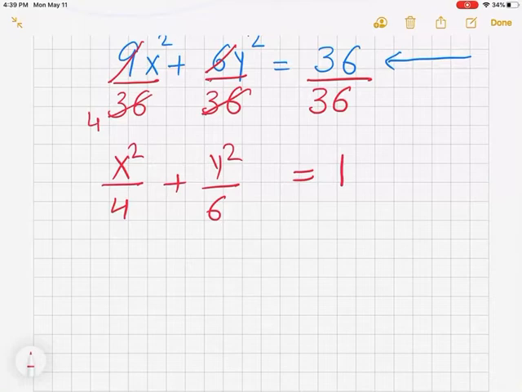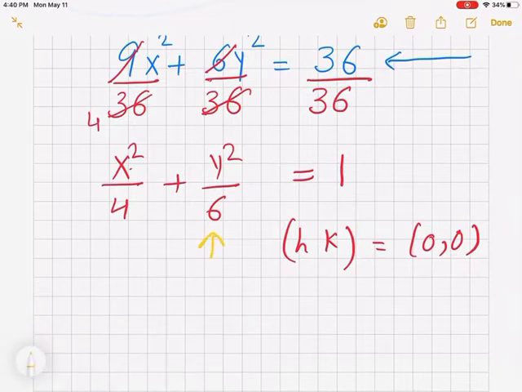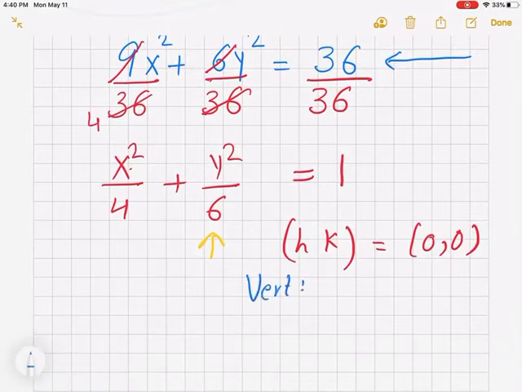Now, if I ask you for all of those details like vertices, co-vertices, foci, and h and k, can we do that? For sure. All right, so what's h and k? What's the center point? Since there's nothing attached to x and y, it would be 0, 0. Okay, which one is my major axis? Major axis is y because the bigger number is under y. So it means your vertices would be on the y-axis. So we have 6, which is a square. So if I take the square root of this number, that would be the a value. So square root of 6, I would say it's almost like 2 point, let's just say 3.